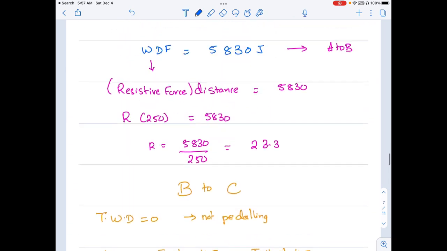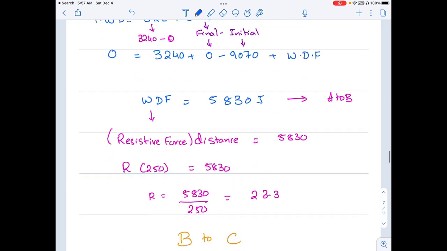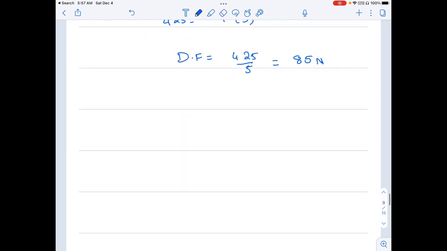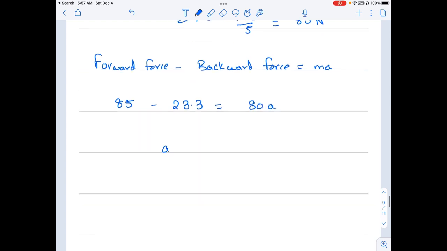Now what is being asked? It is being asked to find the acceleration at C. If you have been following my videos, you can see that every time it is the same formula: forward force minus backward force is equal to ma. The forward force is my driving force, 85, minus the backward force, that resistance, which was 23.3, is equal to ma, 80 times a. From there, a is equal to (85 minus 23.3) divided by 80.